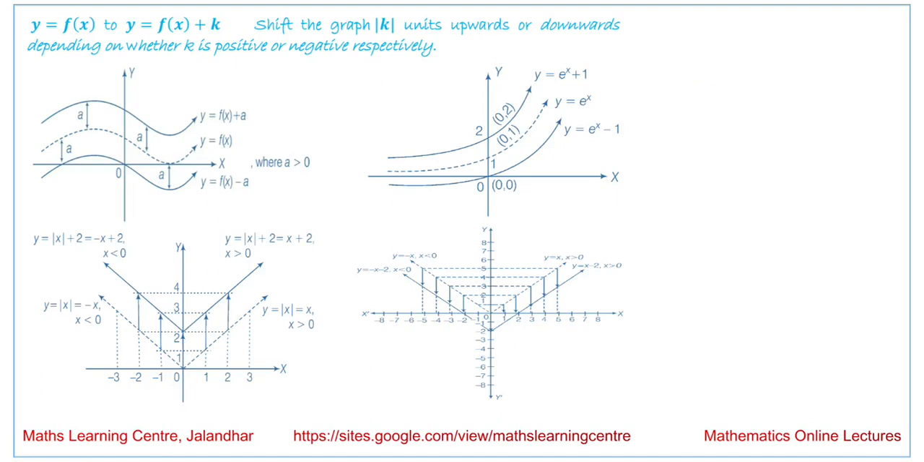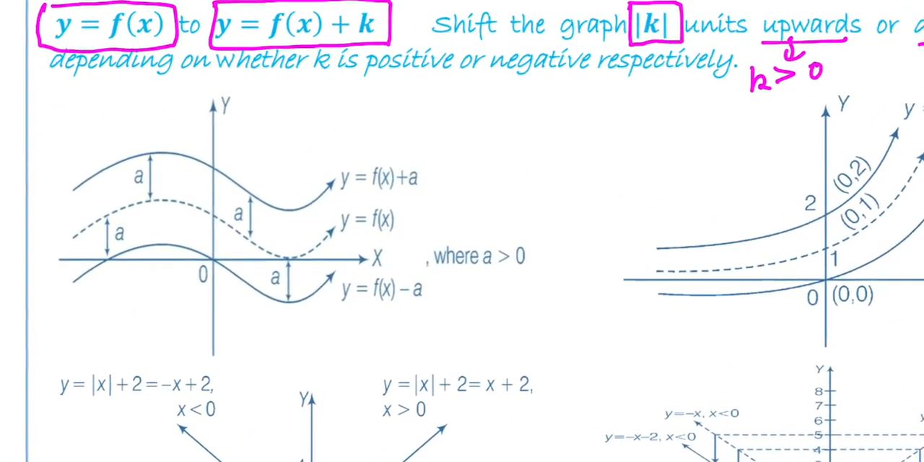Next, suppose we know the graph of some function y = f(x), and we have to plot the graph of the function y = f(x) + k. Then what we have to do is shift the graph |k| units upward or downward. We will move it upward if the value of k is positive, and we will move it downward if the value of k is negative. So this thing is explained over here.